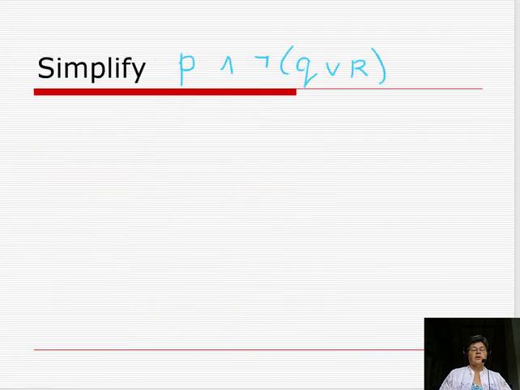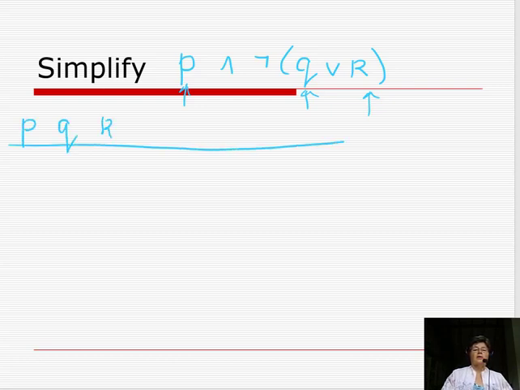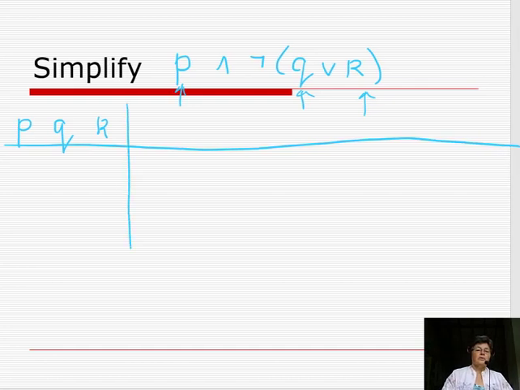Okay, let's look at another example. P implies not (Q or R). Oh dear, oh dear, oh dear. Now we see 3 propositions: a P, a Q, and an R. And that means we don't have 4 possible combinations, but 8 possible combinations. So we have P, Q, and R.